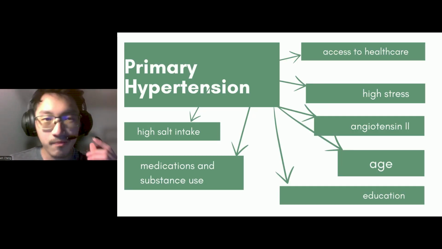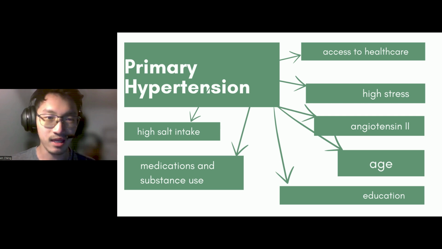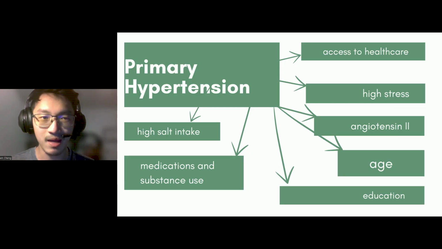As mentioned before, the factors affecting blood pressure also contribute to the causes of primary hypertension, such as age, because blood vessels thicken with age. As a result, blood pressure also rises. Lifestyle habits like high sodium diets, lack of exercise, high stress, substance use, and medications all contribute to hypertension. And finally, socioeconomic factors, such as healthcare, job stressors, income, and education.